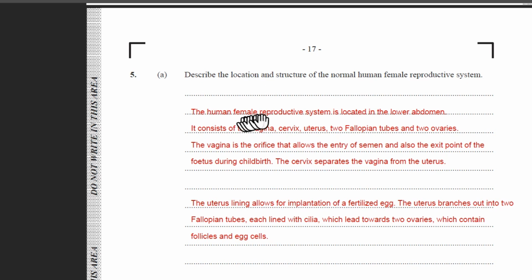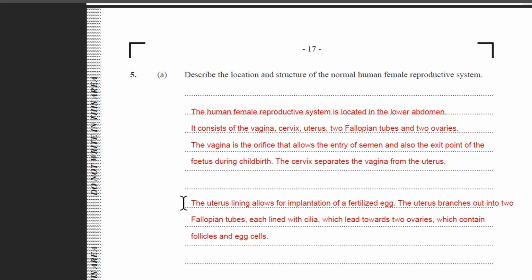Well, the human female reproductive system is located in the lower abdomen. It consists of the vagina, the cervix, the uterus, 2 fallopian tubes, and 2 ovaries. The vagina is the orifice that allows the entry of semen. Basically, this is where you'd have entry of the penis during copulation, and this is also the exit point of the fetus during childbirth. The cervix separates the vagina from the uterus.